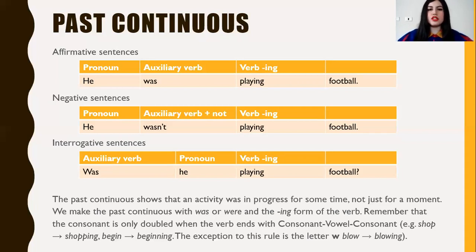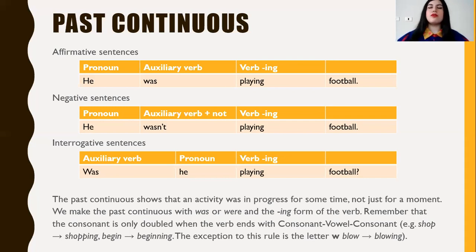Remember, we use the past continuous to talk about activities that happen in a period of time, but in the past. Okay. So we are going to use was or were depending on the pronoun, and we're going to add ing at the end of the verb.